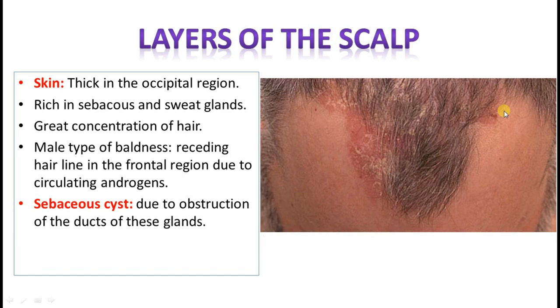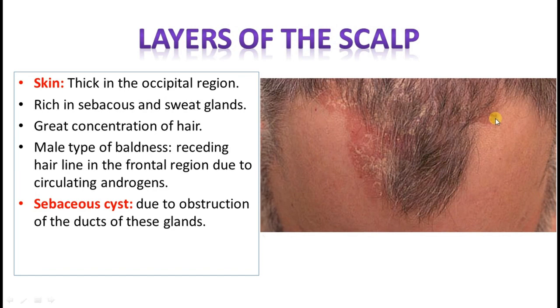It is mainly due to the circulating androgens. So if there are a lot of circulating androgens in the blood, then they are prone to the male type of baldness. And this male type of baldness is not only with the androgens; of course there is again a genetic predisposing factor. So naturally, it runs in the family.